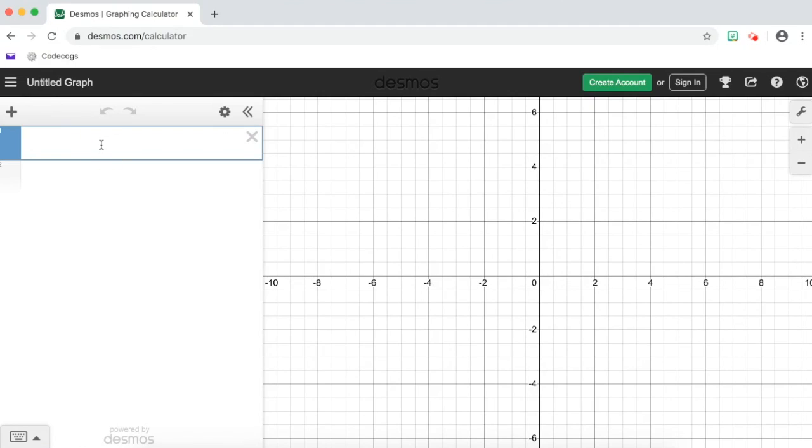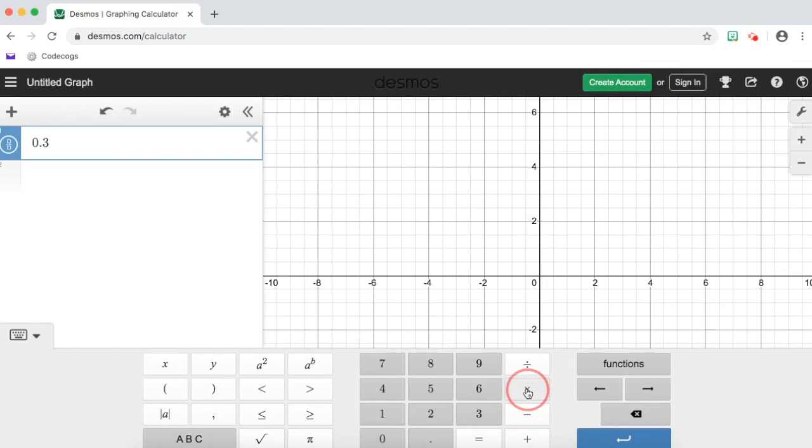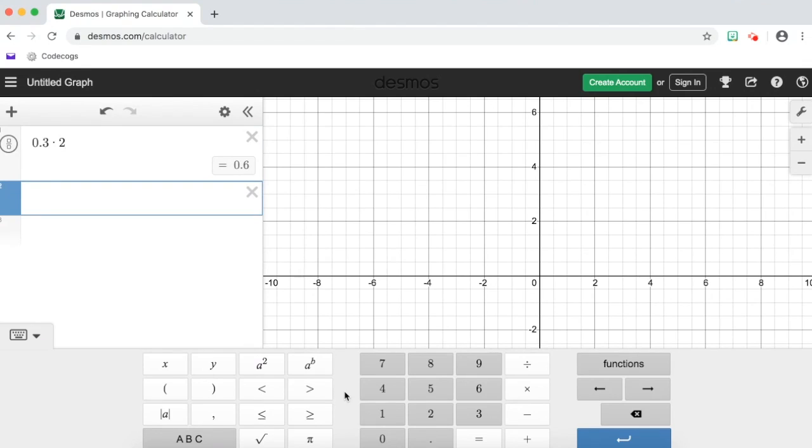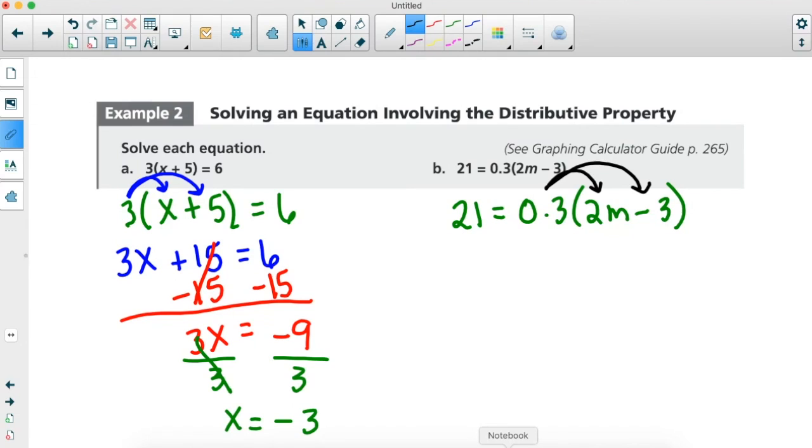Okay, it says to start graphing, and so right here I'm going to go ahead and type 0.3 times, now right here is the keyboard, so you can just press times from here, 2. When I push enter, it gives me the solution here, 0.6. Okay, so here I have 21 equals 0.6m, and then I'm going to multiply 0.3 times negative 3.